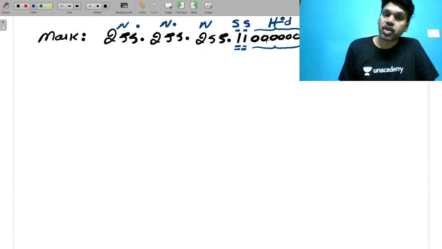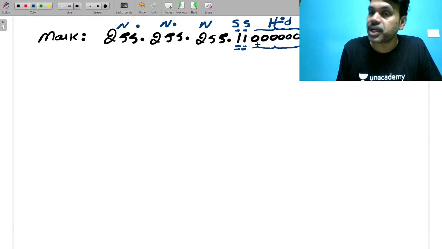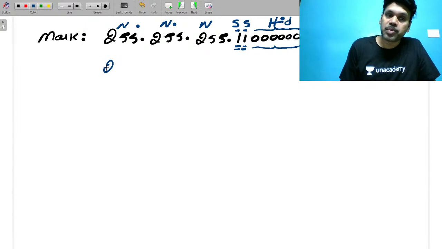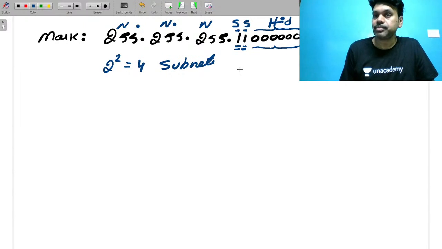Okay. So how many subnets did you get? 4 subnets, as I have shown you. 2 power 2 is 4 subnets. What are your 4 subnets? The 4 subnets are like this. How?